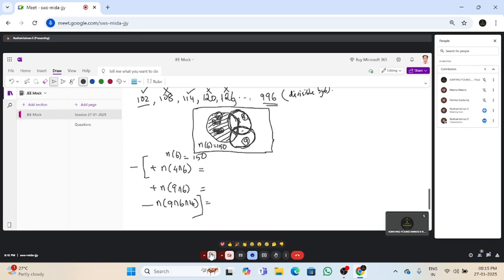So how will you calculate n of 4 and 6? What are all the numbers that are divisible by both 4 and 6? How can we write it?